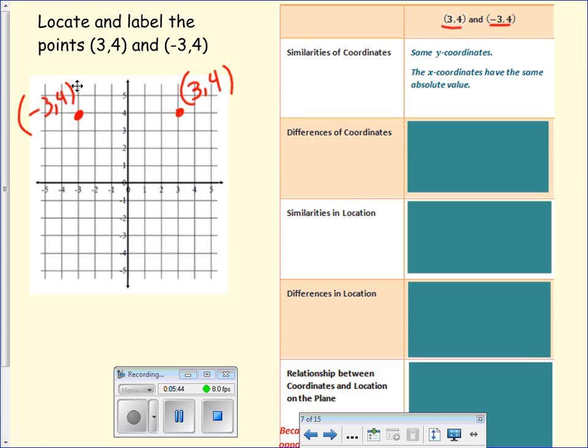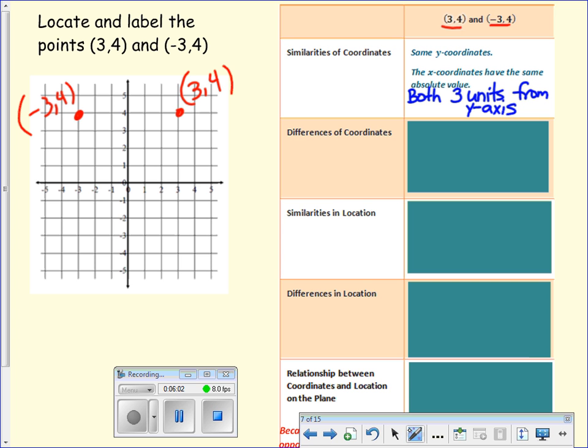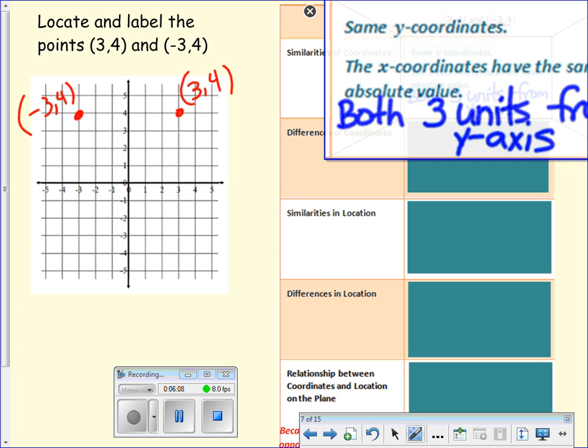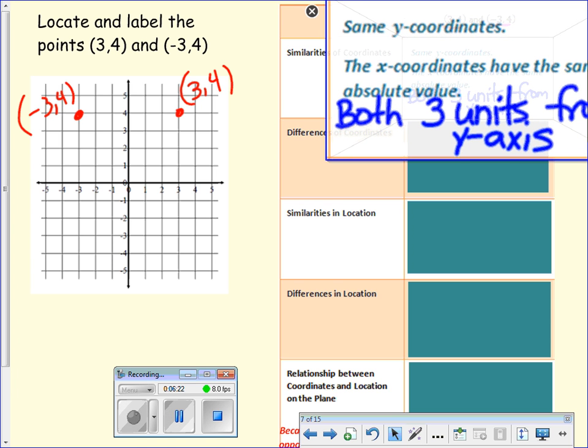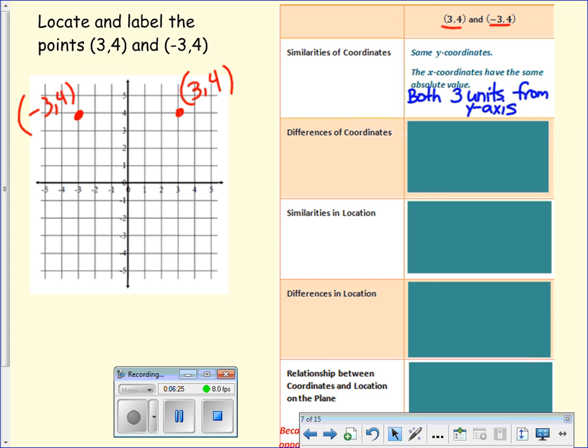And we said that they're both three units from the y-axis, and that 3 units is their absolute value. I'll make that bigger so you can see it, so you can copy it in your notes. So they have the same y coordinates. The x coordinates have the same absolute value because they are both 3 units from the y-axis. All right, so now let's continue and look at how they are different.